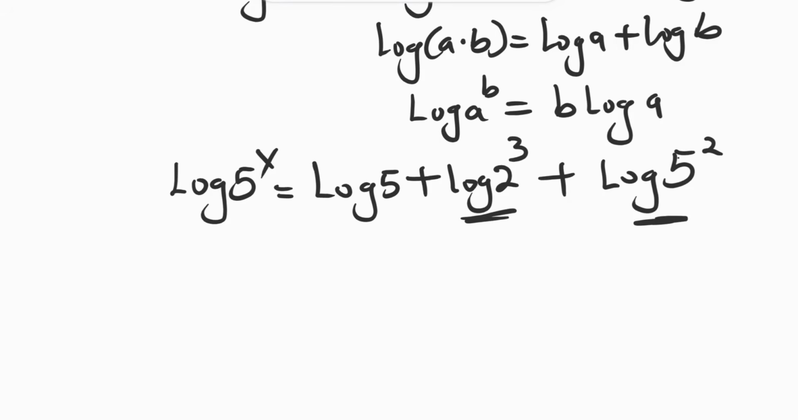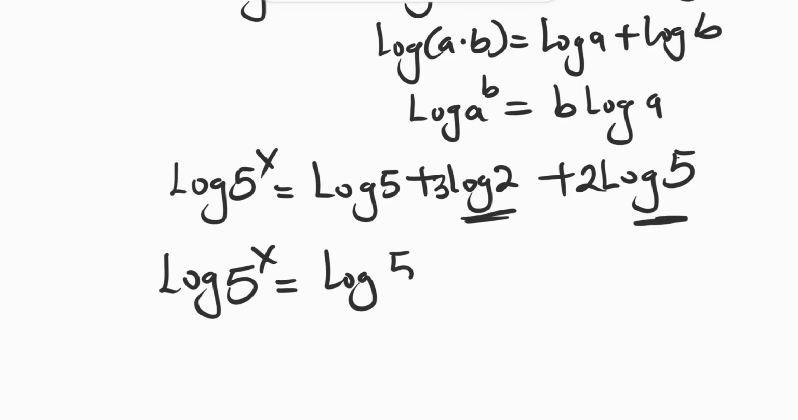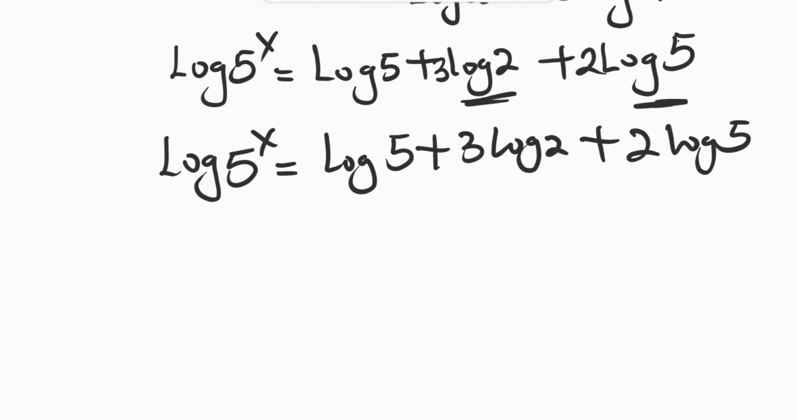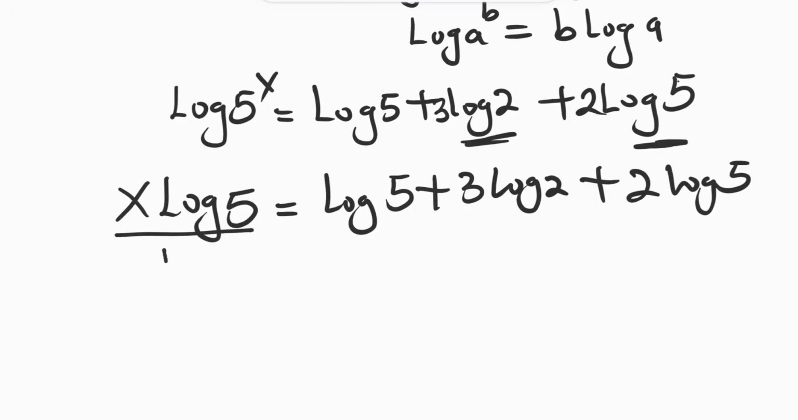and let us just rewrite this too. We'll rewrite them as 3 log 2 and 2 log 5. Okay, better. So now we have log 5 raised to the power x equals log of 5 plus 3 log 2 plus 2 log of 5. Now we're going to divide on the left hand side as well. We move the x to the side as well. Okay, so now it's making more sense.